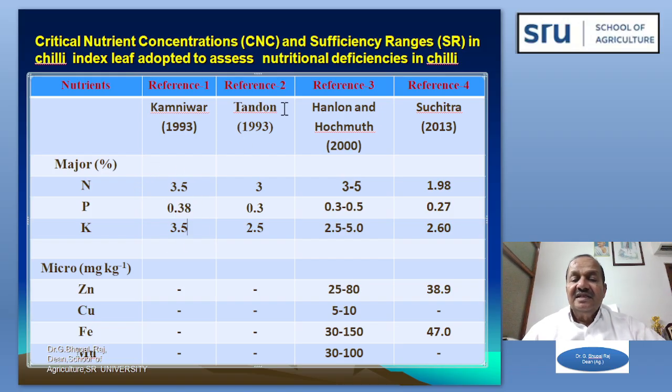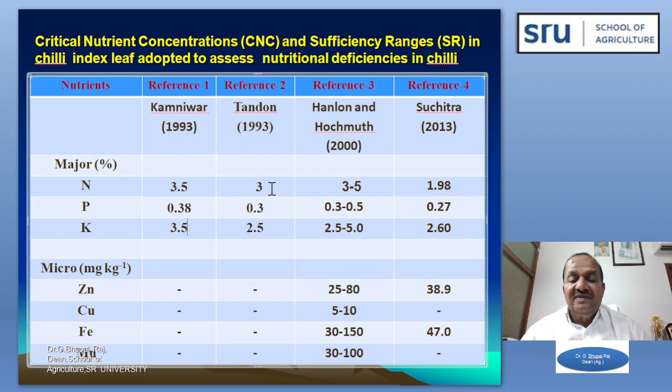Tandon is a very famous scientist. He has published a book that contains reference levels and which plant part has to be taken for sampling. He collected the total information from the country and gave it in his book. In this book, we can see the different reference levels and the different plant parts which have to be collected.